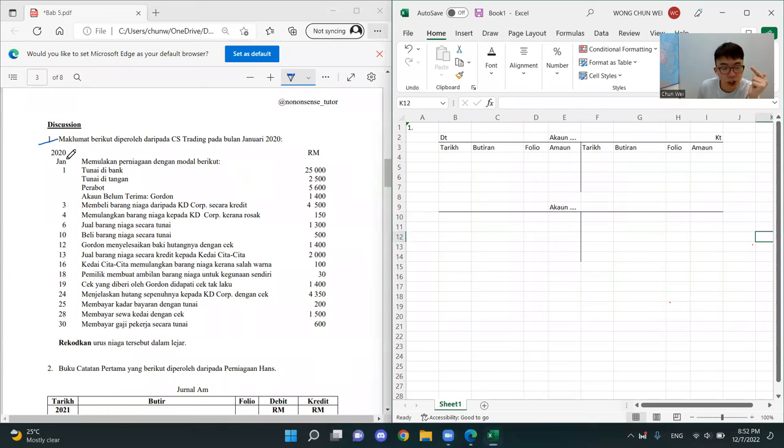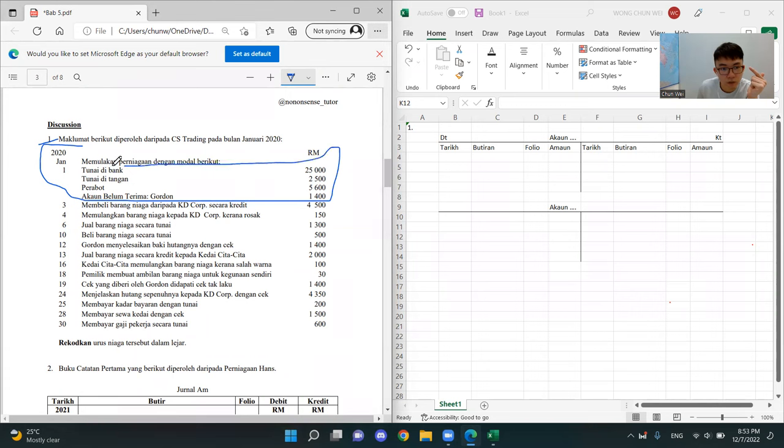So let's start from January 1st. Based on this, the information here. All right. So this is January 2. We check that. But before that, let's read. Malam hari kita boleh daripada CS Trading pada bulan January 2020. So this is year, tahun 2020. This is the bulan. Then dia cakap memulakan perniagaan dengan modal berikut. So we are starting a business with this figure. All right. So what do you see here?